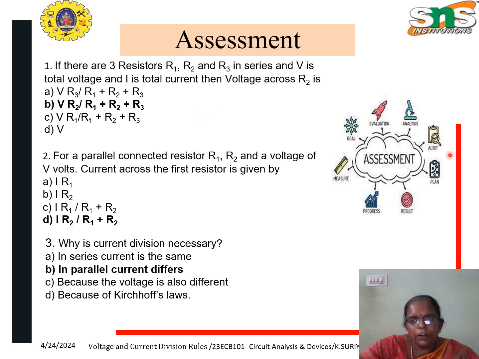The next question: for parallel connected resistors R1 and R2 with a voltage of V volts, the current across the first resistor is given by what? As you know from the current division rule, the current for a particular resistor is total current into opposite resistance divided by the sum of the resistances. To find the current across the first resistor, the total current is I, the opposite resistance is R2, divided by the sum of the resistances R1 plus R2.